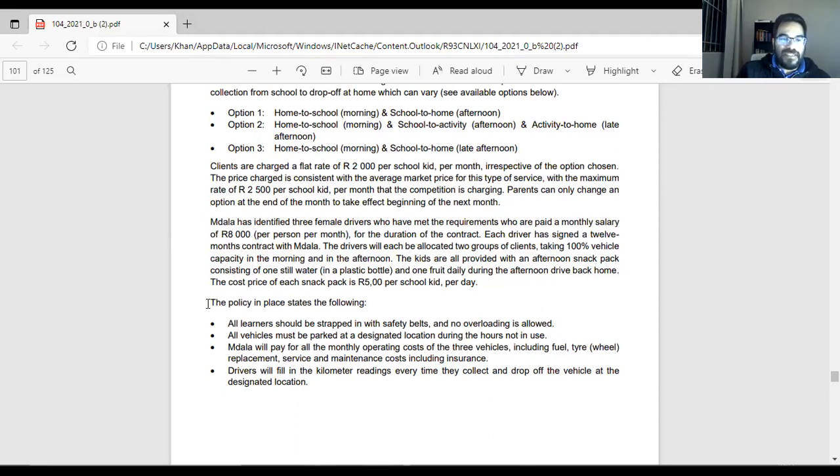The policy in place states the following: all learners should be strapped in with safety belts and no overloading is allowed. All vehicles must be parked at a designated location during the hours not in use. Madonna will pay for all monthly operating costs of the 3 vehicles, including fuel, tire replacement, service and maintenance costs, including insurance. Drivers will fill in the kilometer readings every time they collect and drop off the vehicle at the designated location.